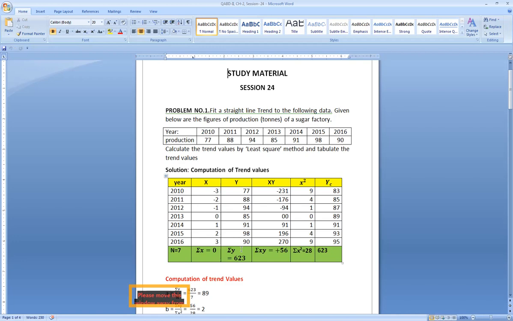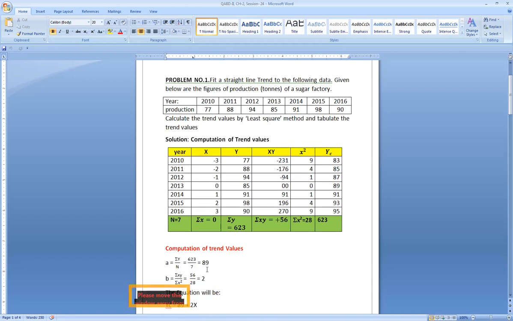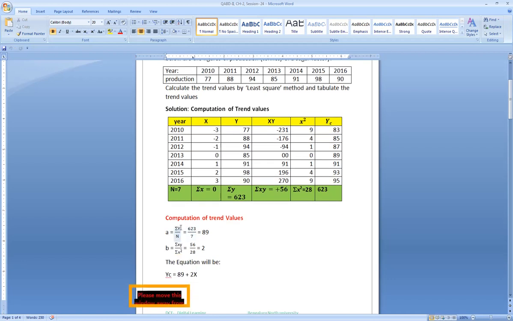So total all the values, it will become sigma y, that is 623. Then we should go for calculating the values only for the last column. Then for the xy value that is required for the formula, that is sigma xy. The calculation of a equals sigma y by n, so sigma y we have to total, that becomes 623. Then for the trend values, that is yc equals a plus bx, we require to calculate the value of b, that is sigma xy divided by sigma x square.